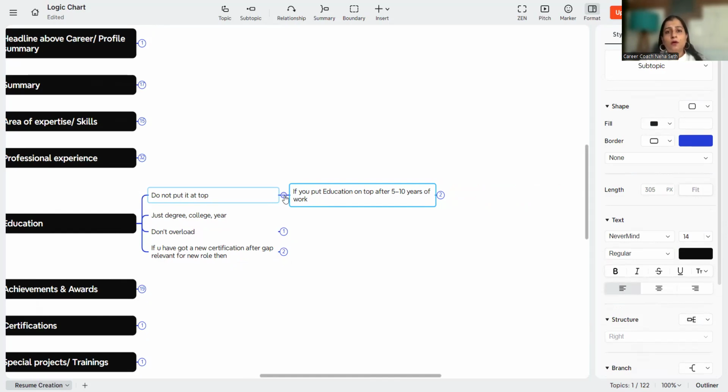Do not bring education to the top if you have done a lot of work, because if you have 5 to 10 years of experience or more, then education doesn't really matter, as it is something you did in the past. And today, as per the World Economic Forum report as well, skills matter more than education. Okay, so keep it at the bottom.